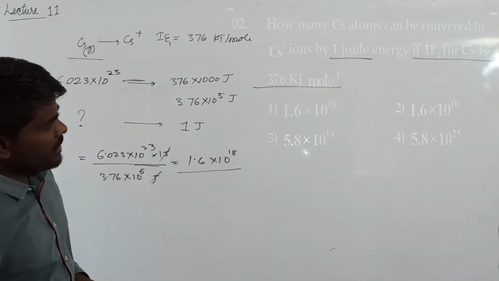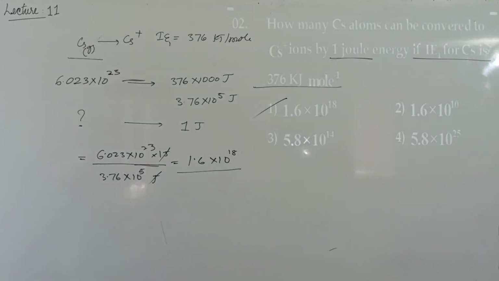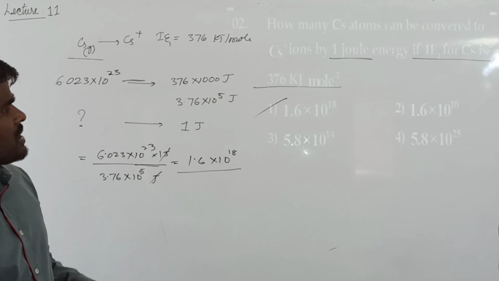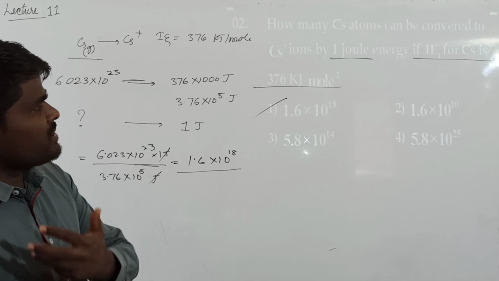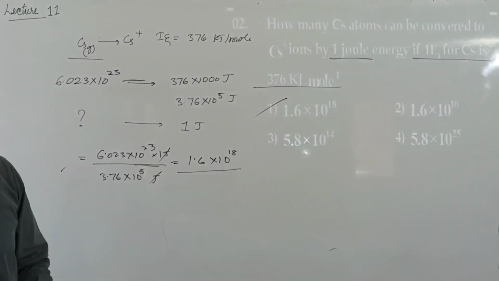Let's see where we have the correct answer for this. 1.6 into 10 power 18 will be the correct answer. Here it has given the first ionization energy of the cesium in kilojoules and asking us to predict how many cesium atoms can be converted to cesium plus by 1 joule of energy. So this will be your answer for this. Hope it is clear.